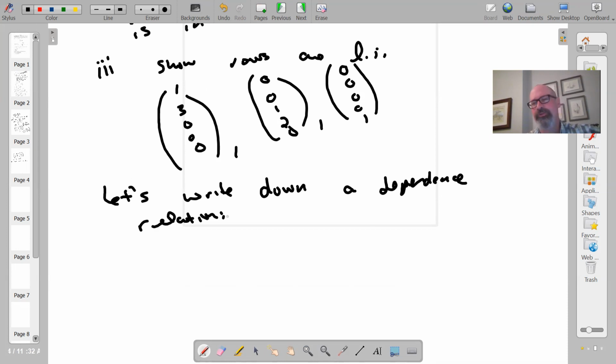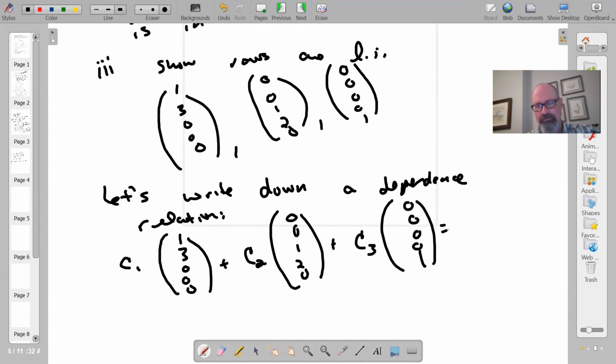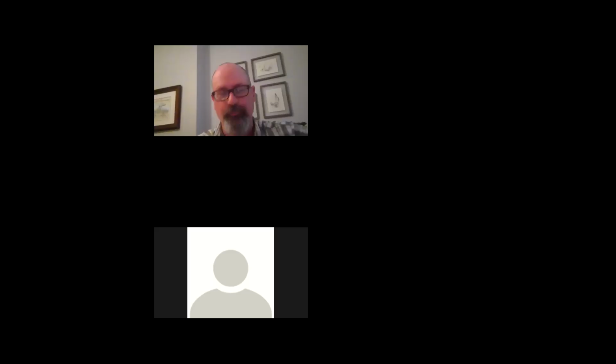So any dependence relation among those vectors looks a bit like this. It looks like C1 times (1, 3, 0, 0, 0), plus C2 times (0, 0, 1, 2, 0), plus C3 times (0, 0, 0, 0, 1). And if it's a dependence relation, then that needs to add to 0. So that's just a generic dependence relation.